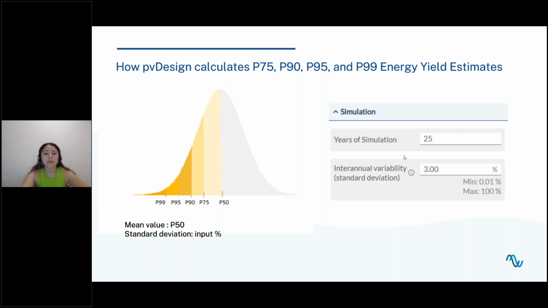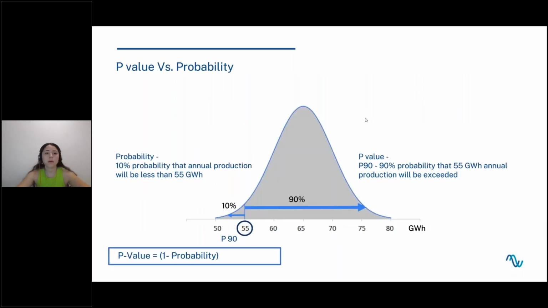So also while explaining the percentiles, you need to understand the difference between the p-value and the probability. The p-value, which is the probability of exceedance, indicates the probability that a certain energy production level will be exceeded in a given year, and the probability indicates the probability that the energy production level will be less than a certain energy production level. So if we take here the example of the P90, the p-value will be P90.